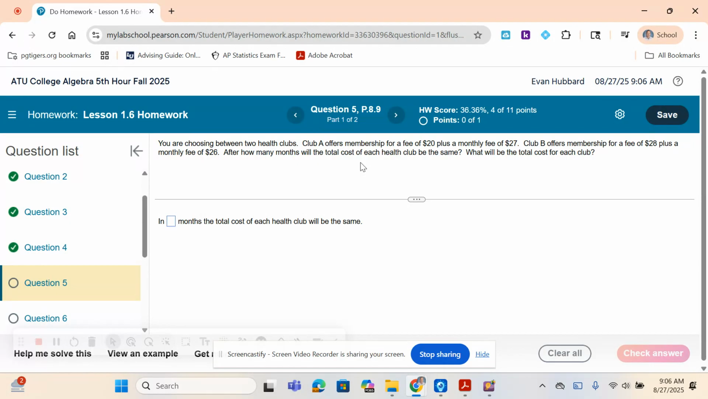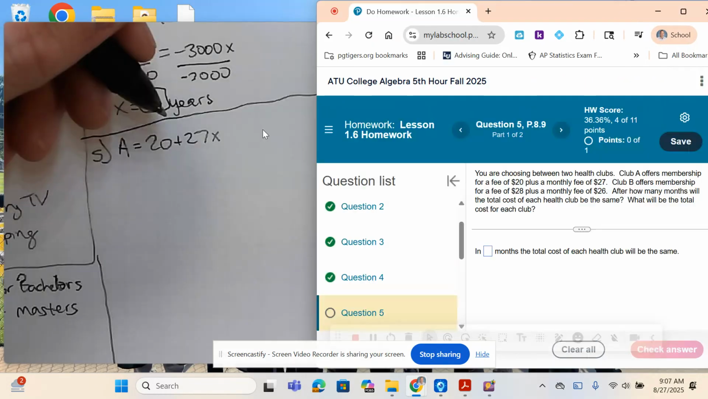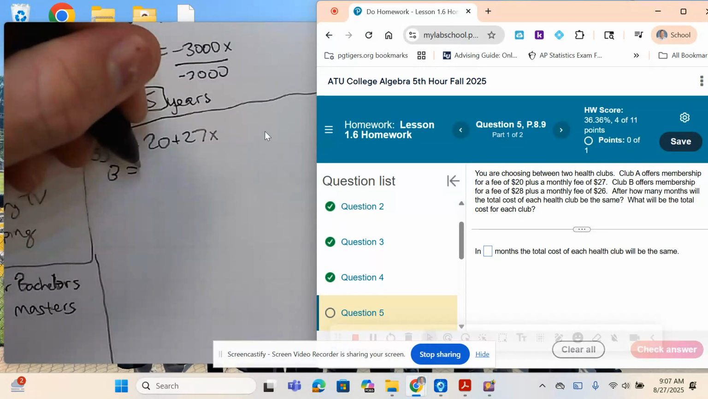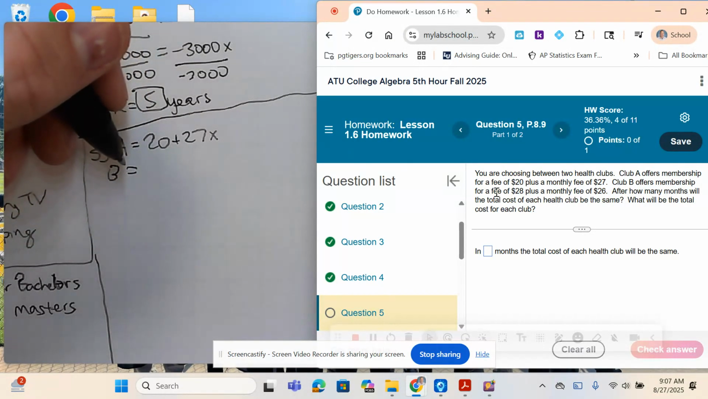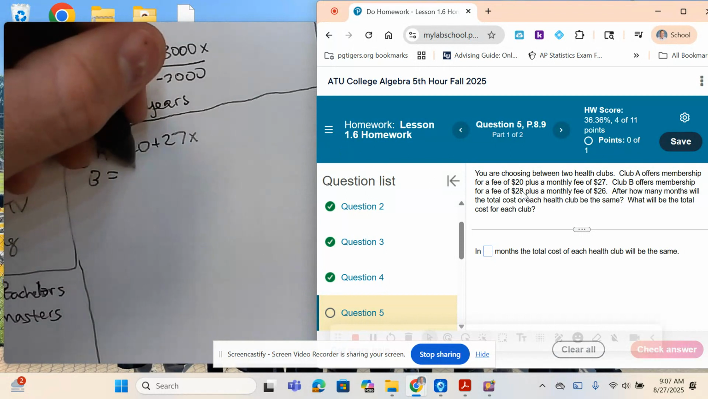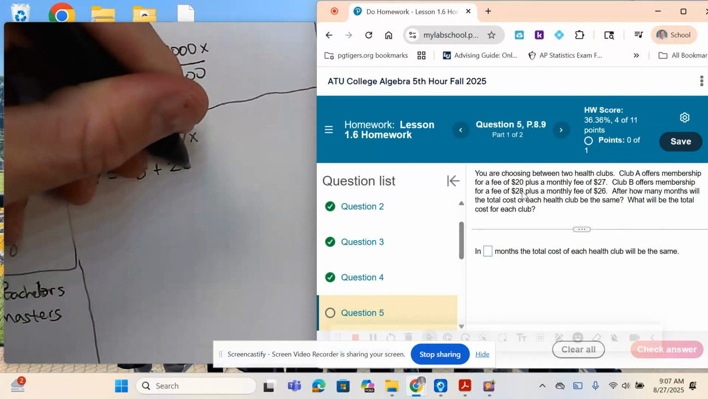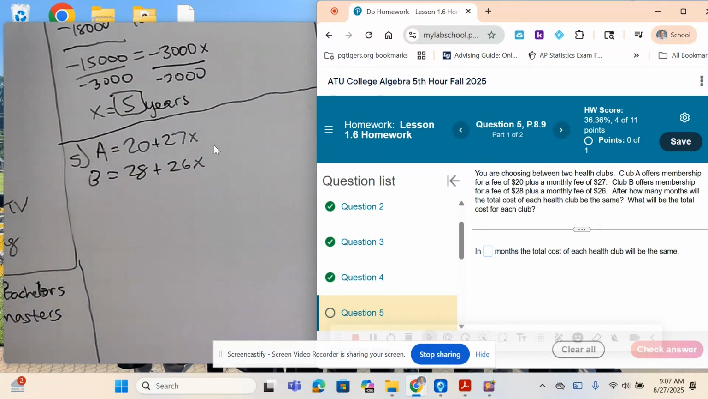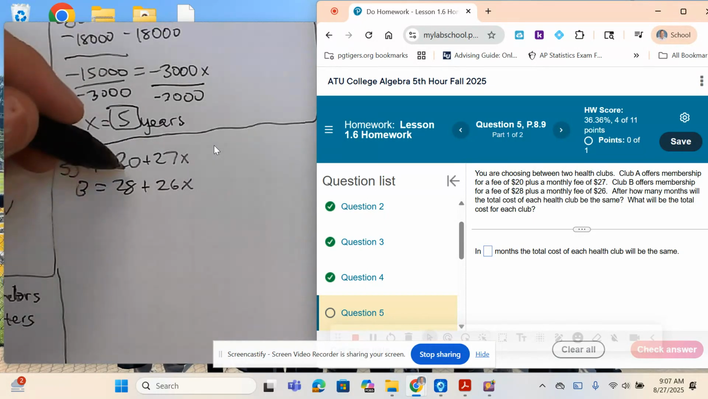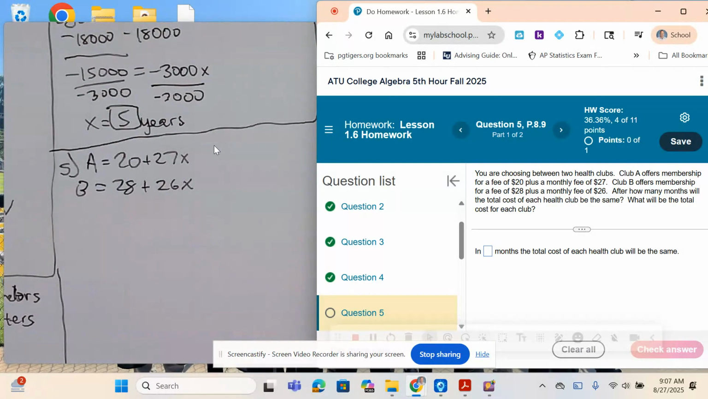So I'm going to make equations out of each one. A is going to be $20 plus a monthly fee of $27. So that'd be $20 plus 27x. B offers a membership fee of $28 plus a monthly fee of $26. So A offers a $20 initial fee, like a starting fee, which is very common in a lot of clubs or things you join. Definitely in golf clubs.